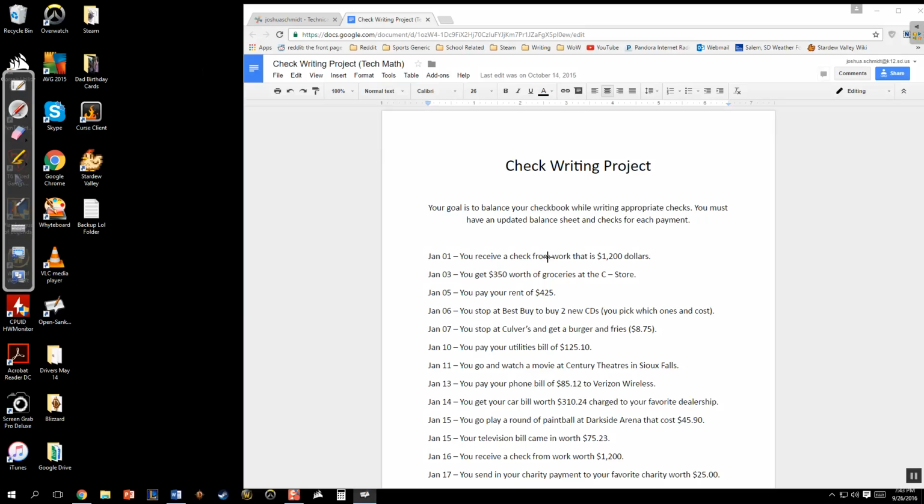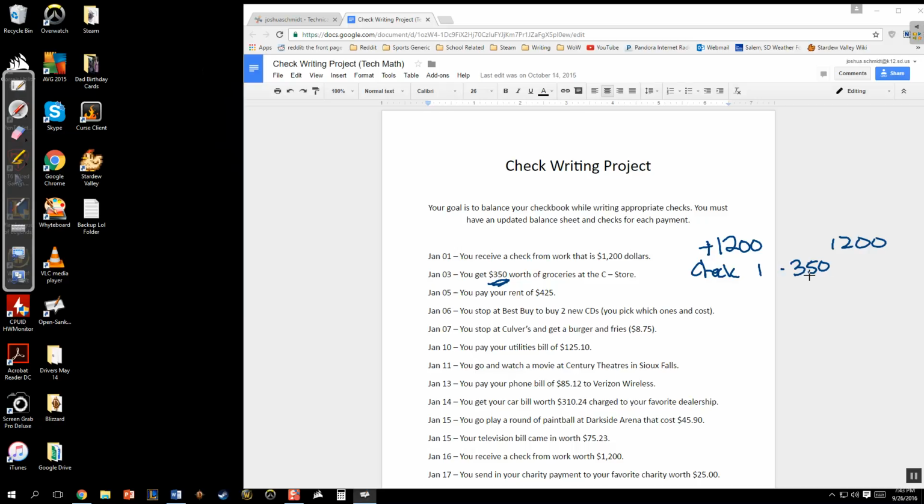So if I received a check from work that's worth $1,200, that is plus $1,200. So my total is now $1,200. I don't need to write that check. It's only writing checks that I have received. So then I write $350 worth of checks for the C-store. This is check 1. And I'm going to lose $350, and then I have to balance my checkbook.